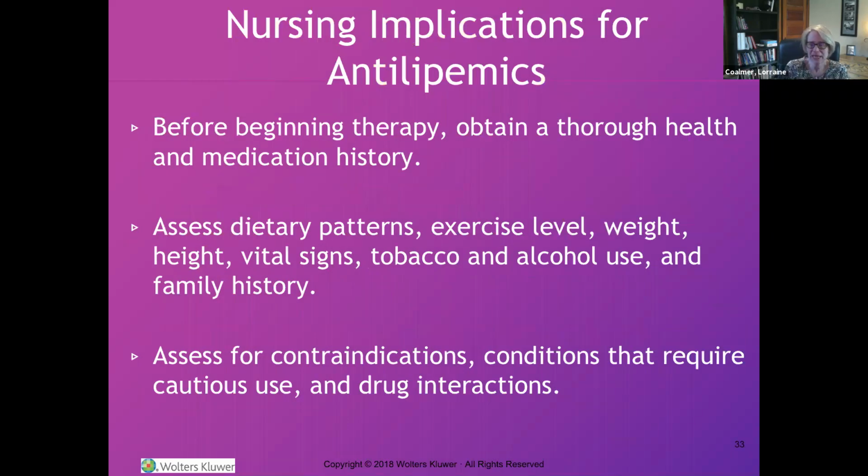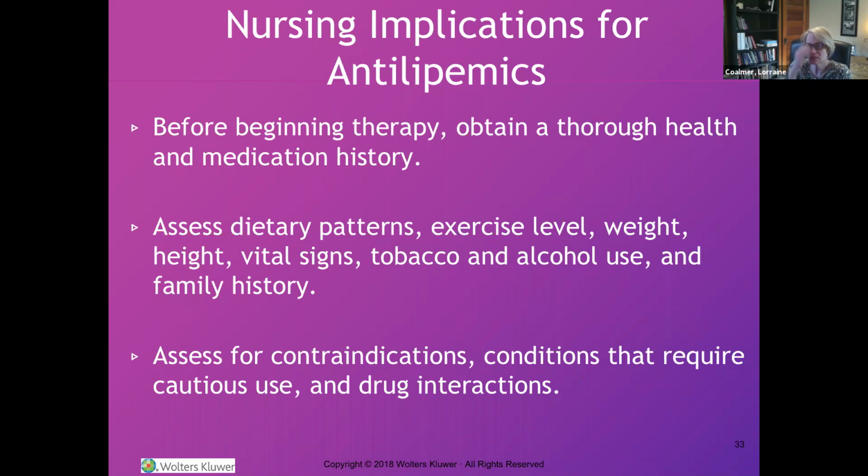Okay, so before beginning any therapy, obtain a thorough health history and medication history. Getting maybe a 24-hour dietary diary from them is helpful, because that would be a great starting point of, okay, I see that all you eat is deep fried fish sticks. Then you have that springboard point to jump off of to have a talk about how we can change their diet. What kind of exercise level? Are they weight proportional with their height? Do they need to lose weight?